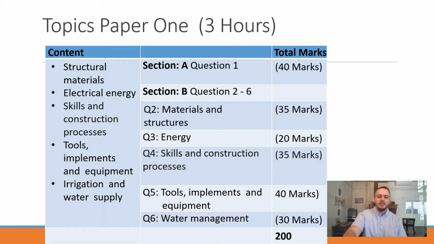So question 4, what topics should learners study for the agritech paper, and what is the mark allocation of each of these topics? So section A, like we said, covers everything, but section 2 is materials and structures. 3 is energy, 4 is your skills and production process, 5 is tools and implements, and 6 is water management, irrigation and water supply. So guys, the problem with this is the kids, and I see this with my own at home, you skip safety and then you chuck away 40 marks.